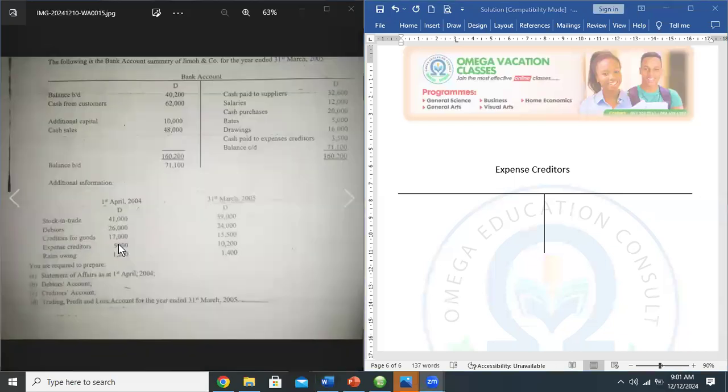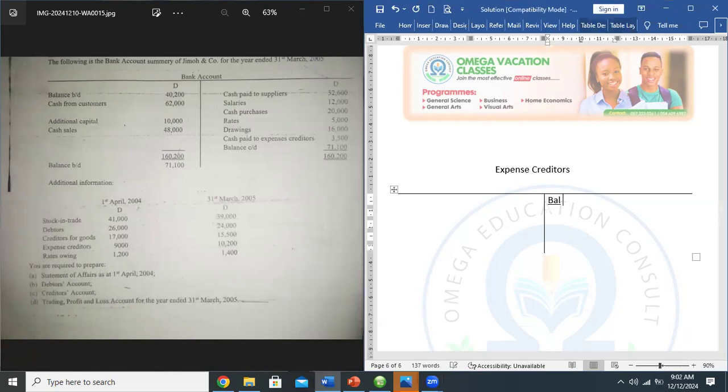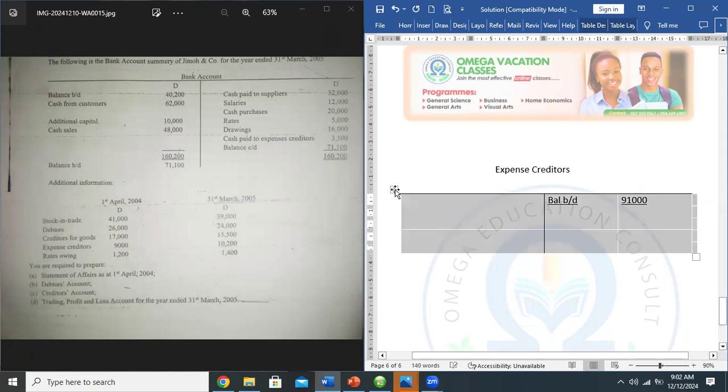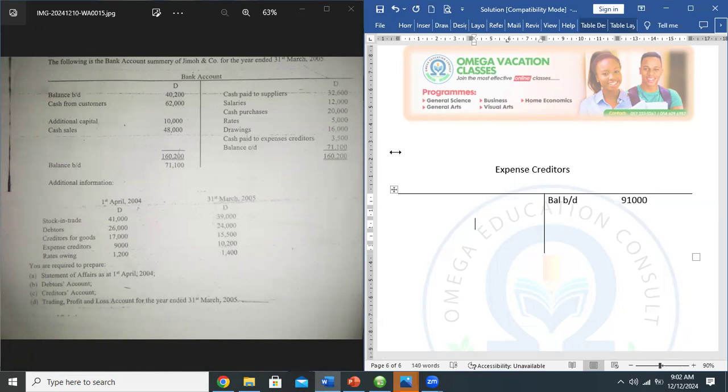So your expense creditors, you had an opening balance of 9,000. So these are creditors, okay, or expenses in arrears. So balance brought down will be at the credit side. The figure is 9,000. And then during the year, we pay them some amount of money, which is cash paid to expense creditors, 3,500. So that will be here. Okay, cash paid to them, 3,500. And then we put in the closing balance of 10,200.